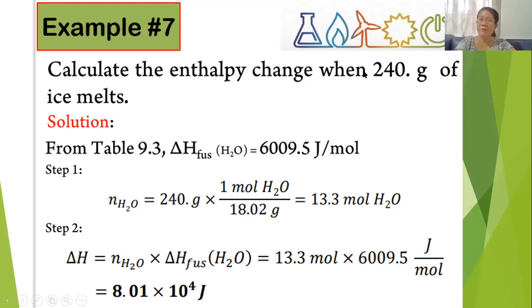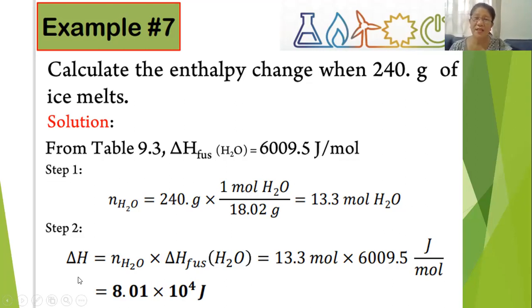Because you have a given here of 240 grams, we can multiply this with the reverse of our molecular mass or molecular weight. What's the molecular weight of water? That is H2O: 2 moles of hydrogen times 1, the atomic mass of hydrogen. Then how many atoms of oxygen? 1. Then the atomic mass of oxygen is 16. So we have 16 plus 2, that is equivalent to 18, or 18.02 exactly. So let us reverse our molecular weight: 1 mole of water is equal to 18 grams of water. Cancel the grams here. What is the number of moles of our water? That is 13.3 moles of water.